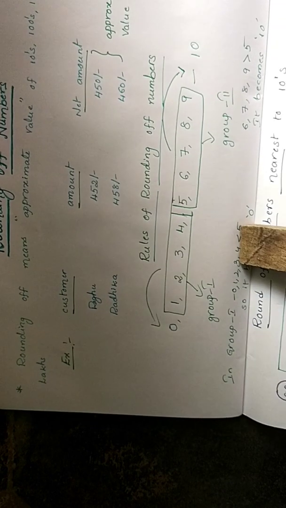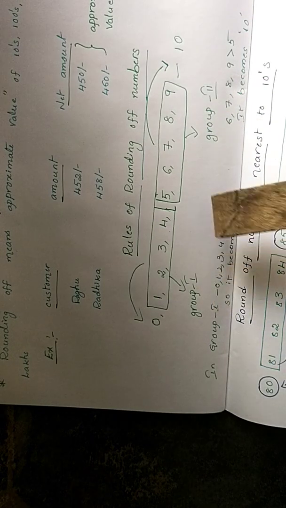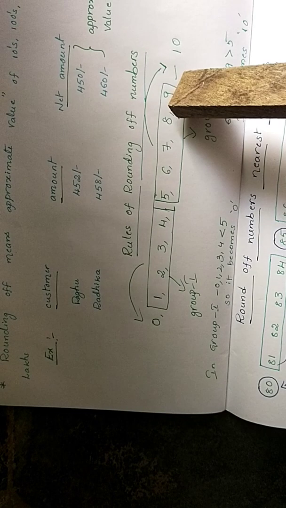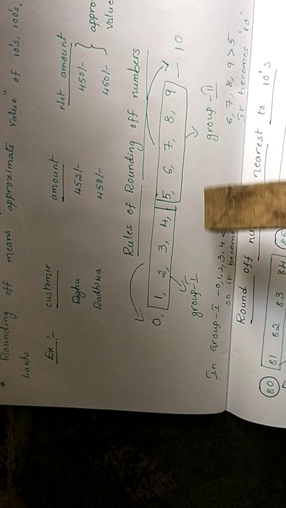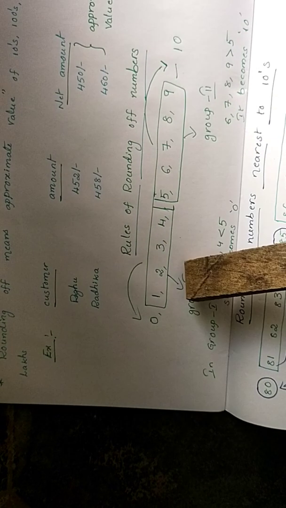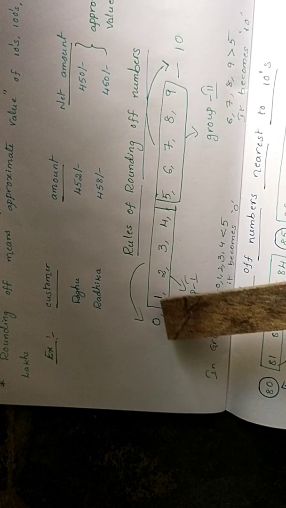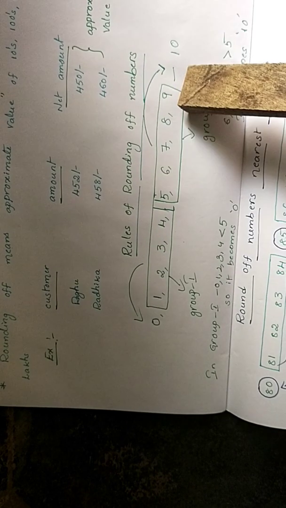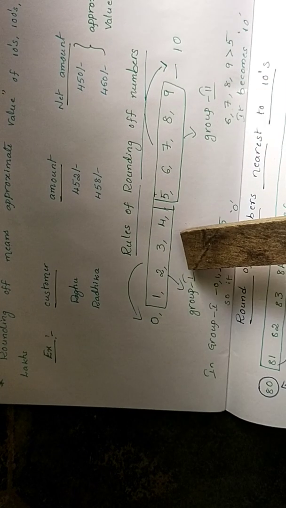Now we have to discuss what the rules of rounding off numbers are. Here 0, 1, 2, 3, 4, 5, 6, 7, 8, 9. In total we have 10 digits in the number system. Already you know that, children. Next, in this rounding of numbers, there are two groups. Here 1, 2, 3, 4 is one group. This is group 1. And here 5, 6, 7, 8, 9. This is group 2. Totally there are two groups.